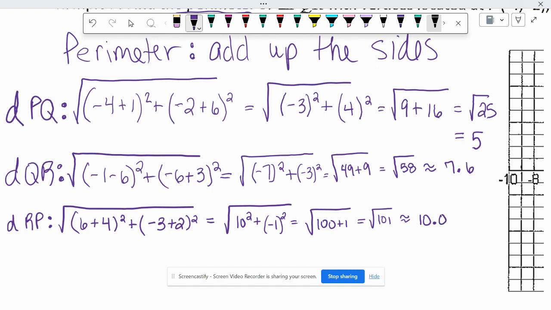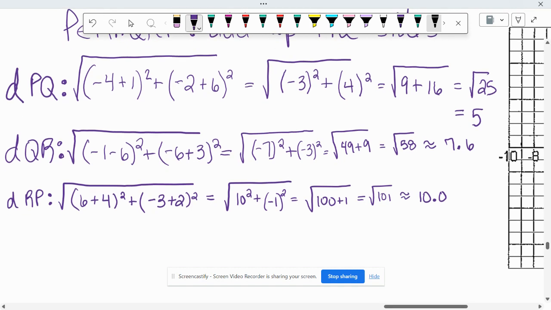We're finding the perimeter of this shape. So we have to add up all the sides. The perimeter, 5 plus 7.6 plus 10. So the perimeter is about what? Jerry? Yeah, it's about 22.6 units.